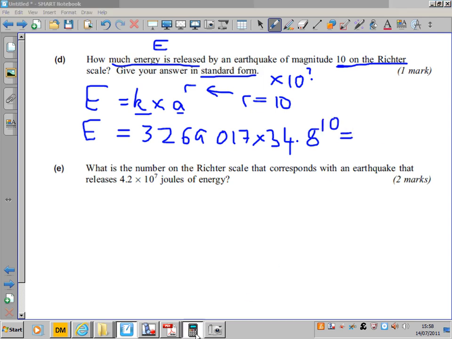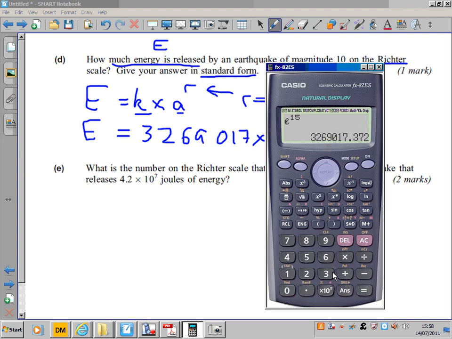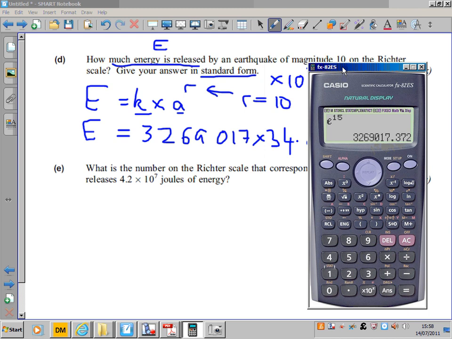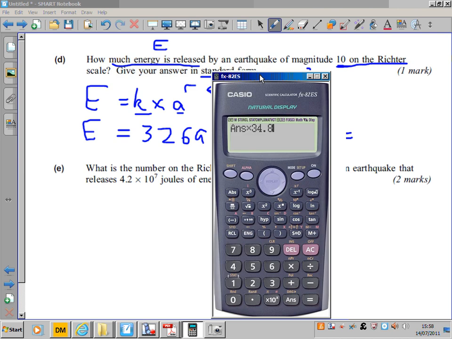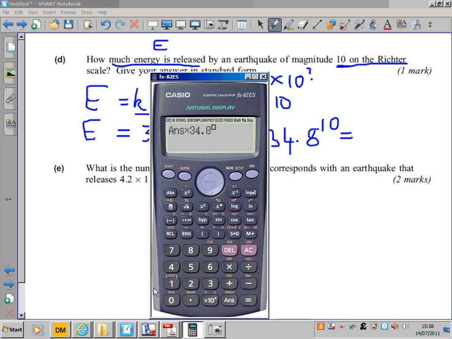Okay, so I just got to whack that into my calculator. So I'll just use this number here for K, it's already written there. Saves me typing in all this big number. It's already in there in the calculator. So all I need to do is times by 34.8 to the power of, which is this button, 10. Press equals. And happily, the calculator's given me the answer in standard form, so I'll just write that down.